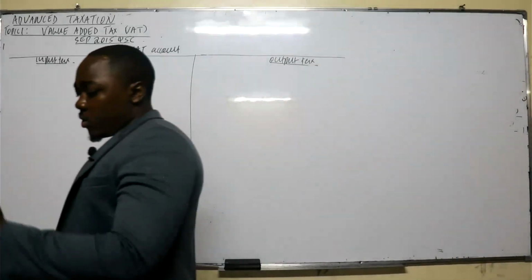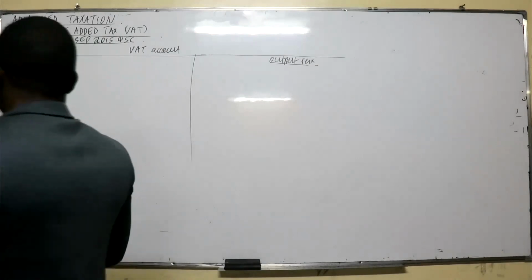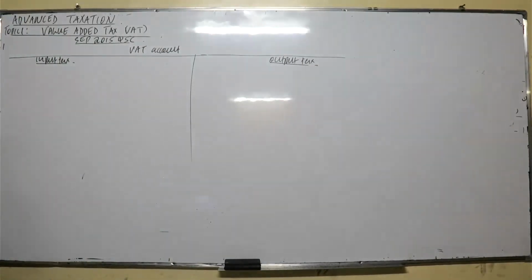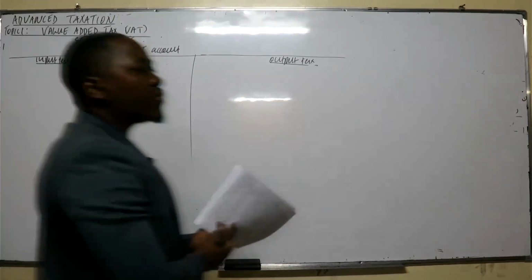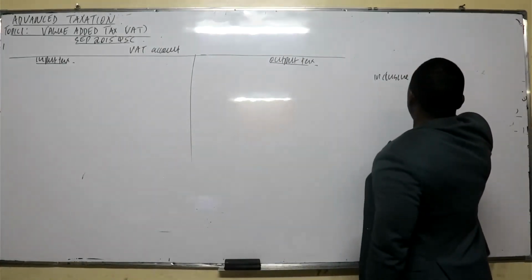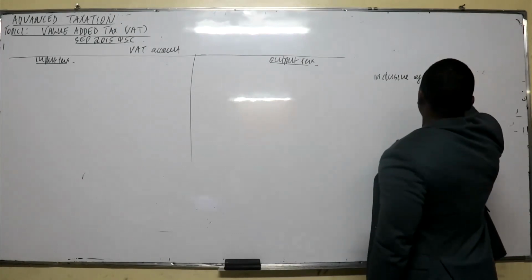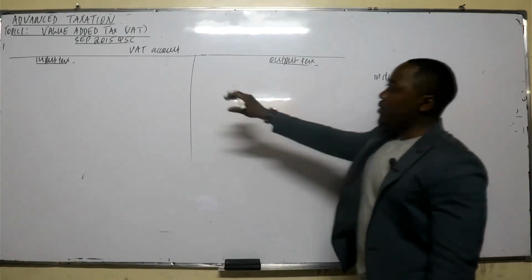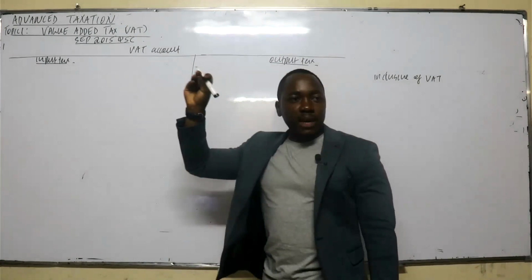So you're given all the purchases. Now the purchases will be part of the input tax. The above amounts are inclusive of VAT at a standard rate of 16%. Now, if you're told the amount is inclusive of VAT, in this case, what we want is just the VAT value.